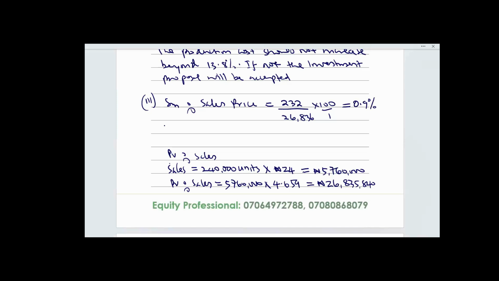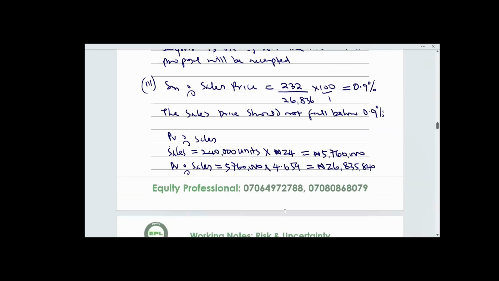So you then interpret that the sales price should not fall below 0.9%. This means that we can still reduce the selling price by 0.9%. Any further reduction will make the project NPV to be negative. All right. Okay, then number 4.